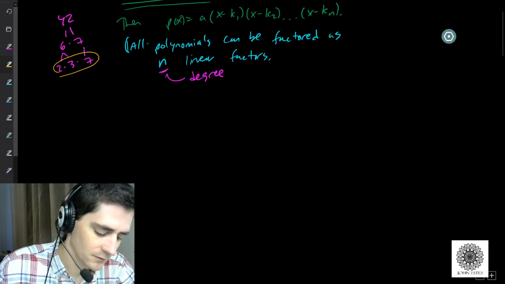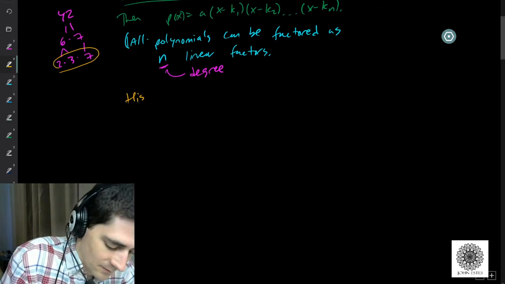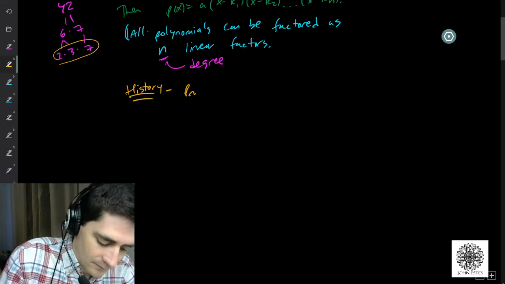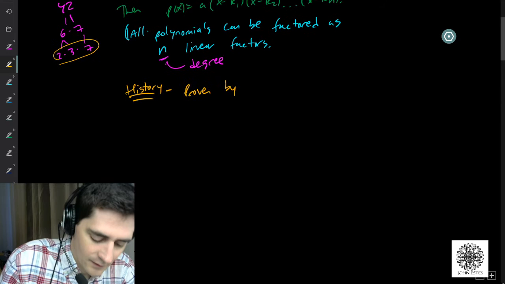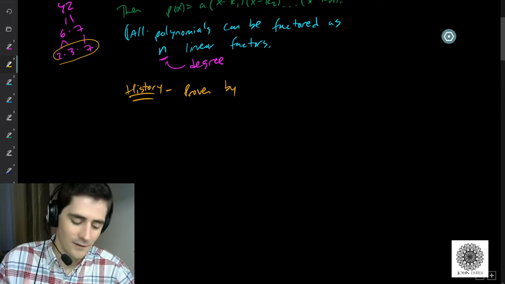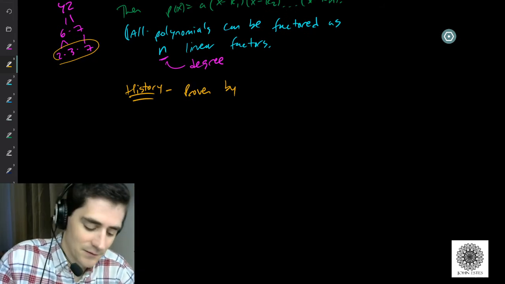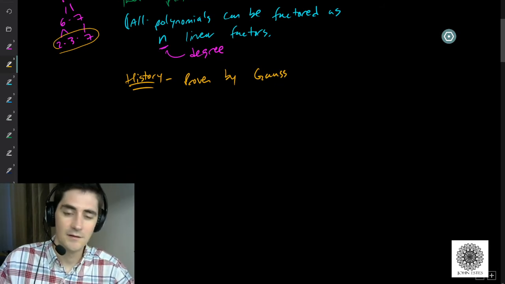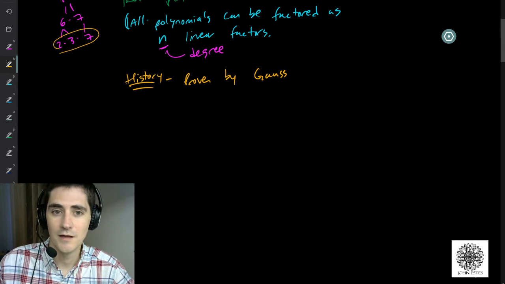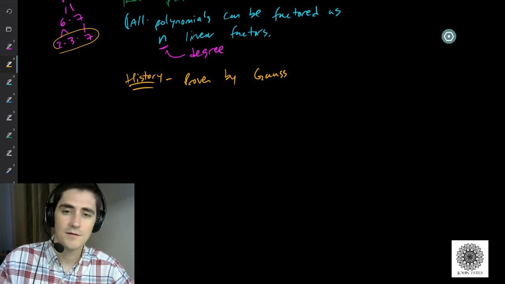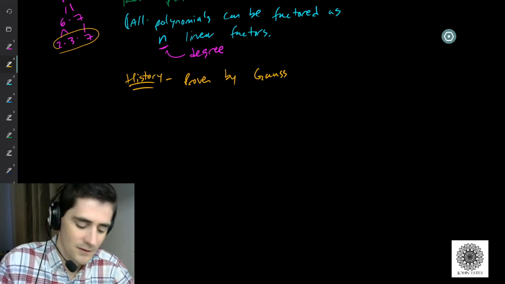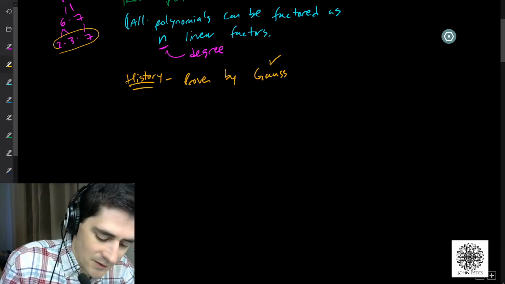First, the historical note. So here's some history. This was proven by Carl Friedrich Gauss. Gauss was in the late 1700s, early 1800s, and Gauss is considered to be one of the top 3 mathematicians of all time. So he's in the top 3 club.